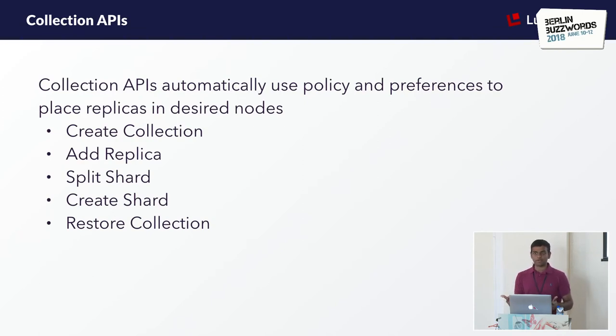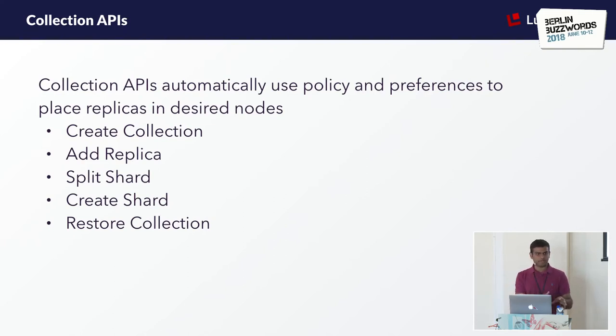When you add a replica, today you would need to build some smarts and be able to say, when I'm adding a replica, where should the replica reside? Today Solr might just pick a node randomly, right? What you want to do is use the preferences and policies to now just say, add a replica, and Solr will go figure out which node to add it on.